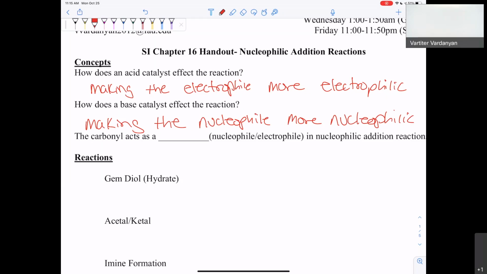Okay, so an acid catalyst does what? Yes, so it makes the electrophile more electrophilic, and the base catalyst does what? Perfect. All right. So then we already talked about this, but the carbonyl acts like a what in these kind of reactions? Electrophile. Cool.